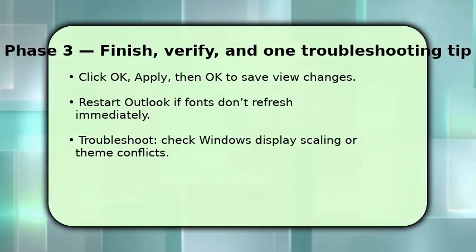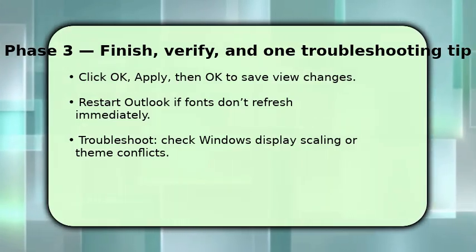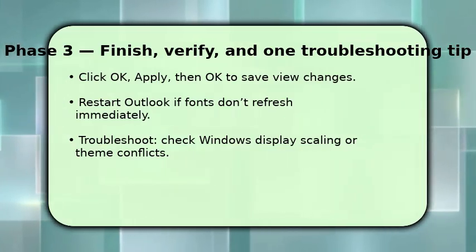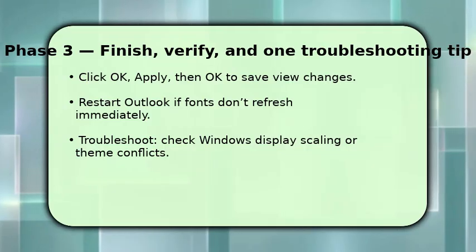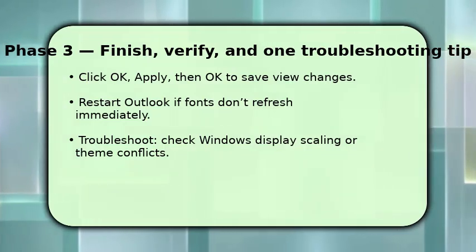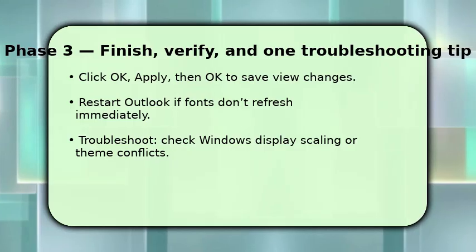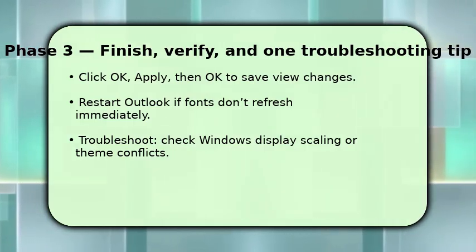If sizes still look wrong, check System Display Scaling or your high contrast theme because Windows or Mac OS scaling can override Outlook. Also confirm you edited the correct folder view. If problems persist, revert to default view and repeat the steps carefully. That usually clears conflicting rules.